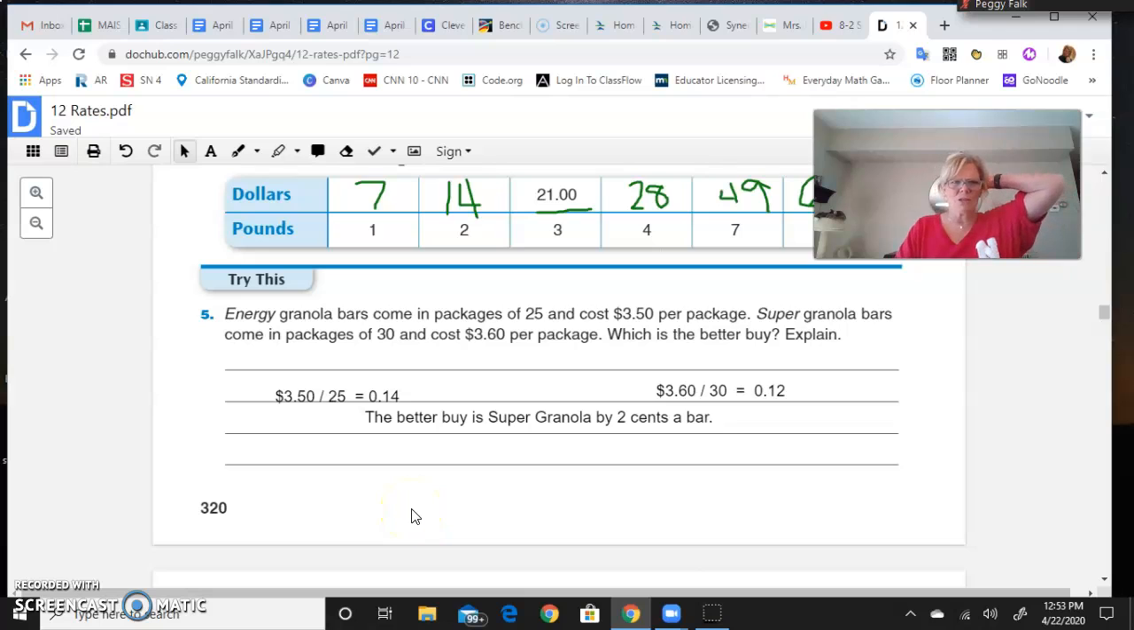Okay, so granola bars. Energy granola comes in a package of 25 for $3.50. Super granola comes in packages of 30 for $3.60. To find the unit rate of energy, you would do $3.50 divided by 25 and you get 14 cents per bar. For super, you do $3.60 divided by 30 bars and you get 12 cents. So if you buy the super granola bars, you're getting the better deal by 2 cents.